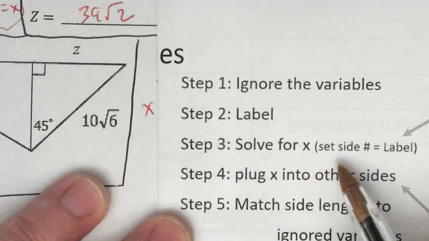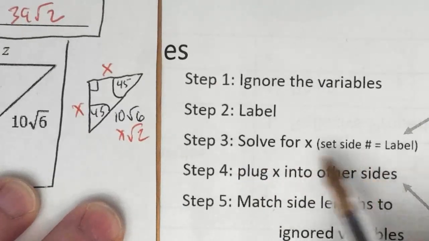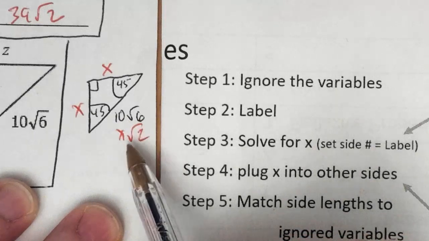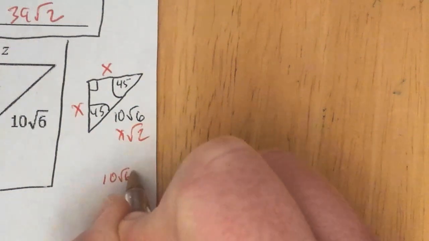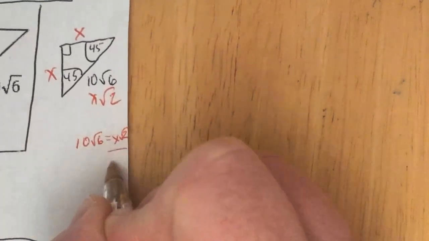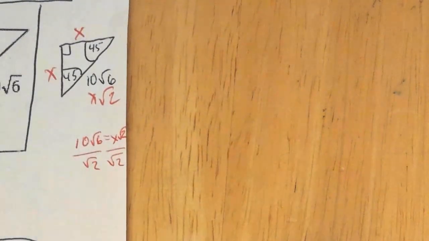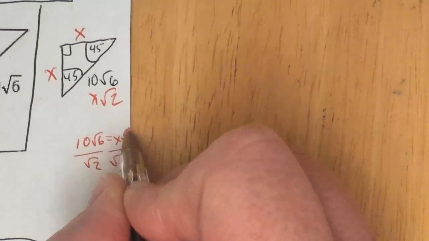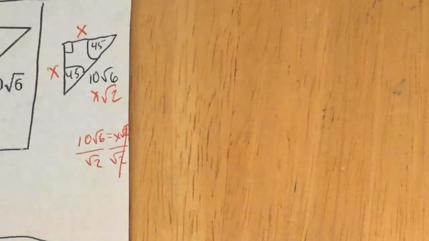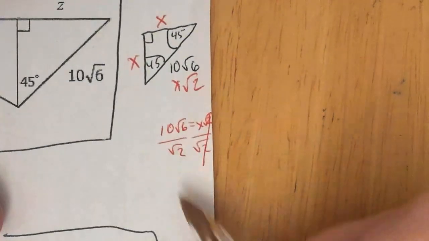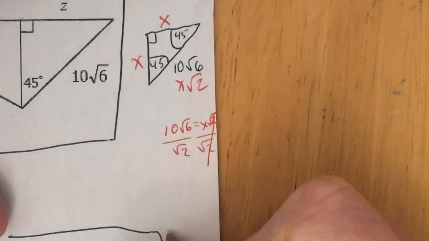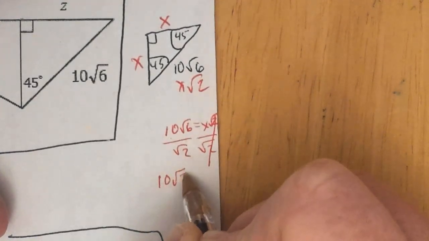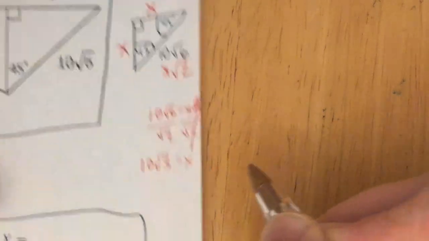All right. Step number 3. Solve for x. Set the side number equal to what you labeled as. Set the side number equal to the label. So we're going to set 10 radical 6 equal to x radical 2. All right, now solve. We're going to divide both sides by radical 2. And these cross out, and you're left with this. Now, what can you do with this? Well, whole numbers go with whole numbers, radicals go with radicals. 10 we're stuck with, but 6 and 2, you can divide those. What's 6 divided by 2? That's the number 3. So it's just 10 radical 3 is equal to x.